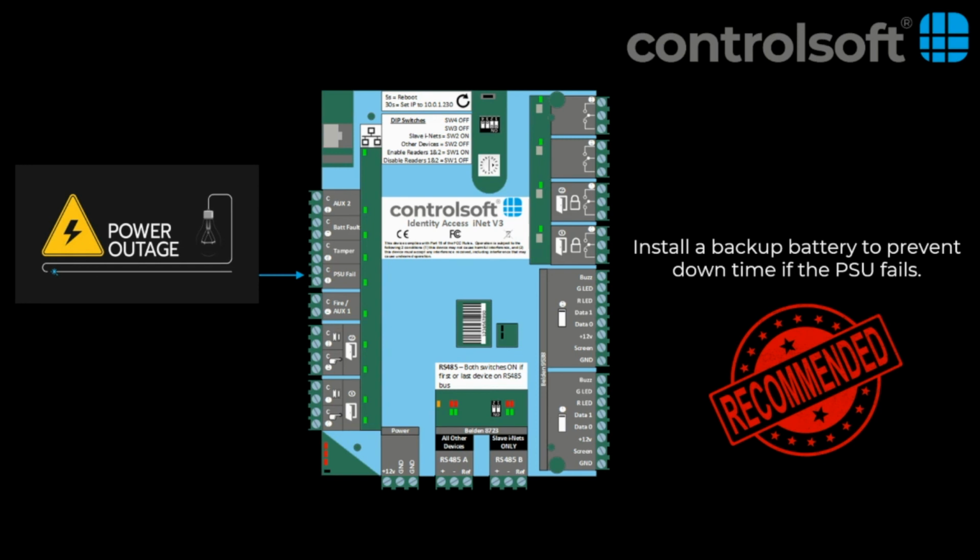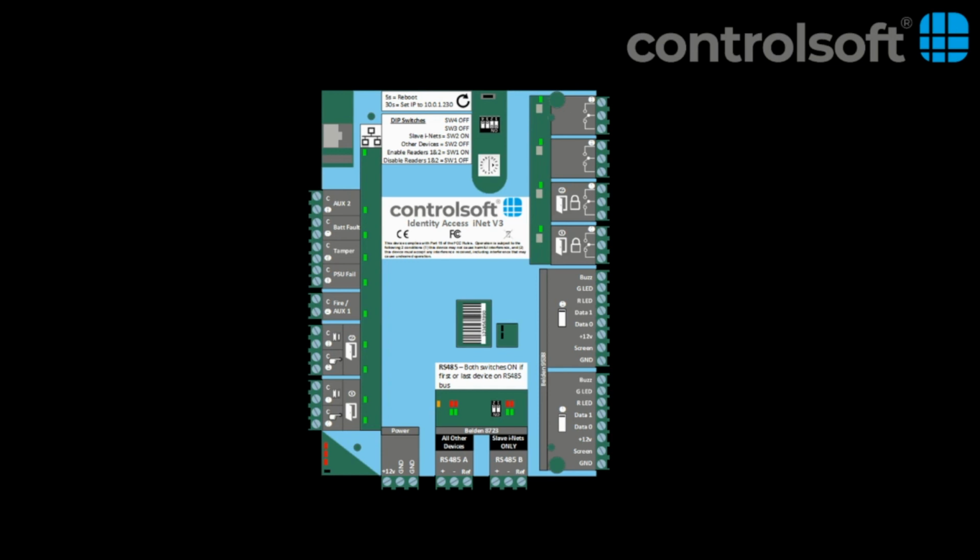Input 5 is used for mains or power supply fail. This will send an alarm over to the software to inform you that the power supply has gone off. When the PSU fails or there is a power cut, the iNet ideally should be powered by a backup battery to prevent any downtime.